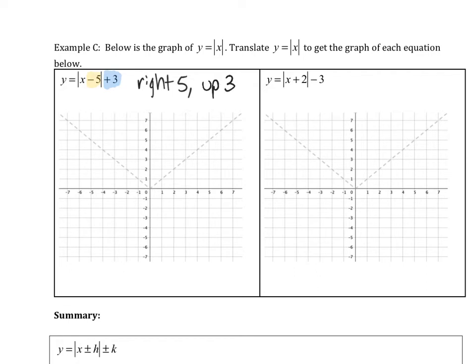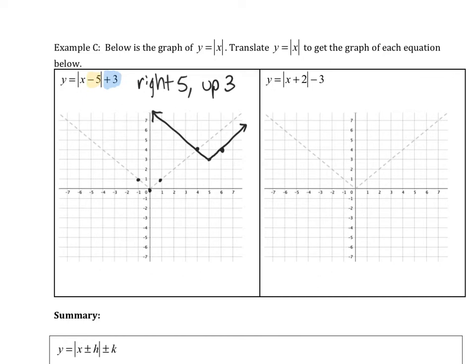So what I'm going to do is I'm going to take my original points right here on the parent function, and I'm going to move them all right 5 and up 3. So I'm going to go 1, 2, 3, 4, 5, 1, 2, 3. There's the furthest most point. 5 and 3 brings you here, and 5 and 3 brings you here. Sometimes it's pretty easy once you graph the first point to graph the other points because you know you're going to be making a V. So they're going to be in the same about positions compared to the middle point.